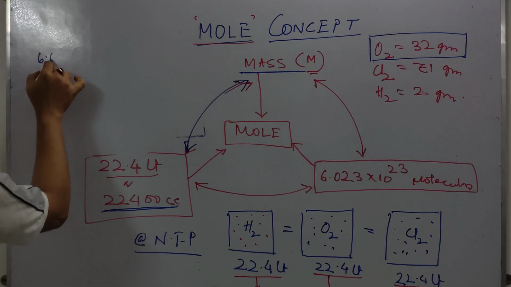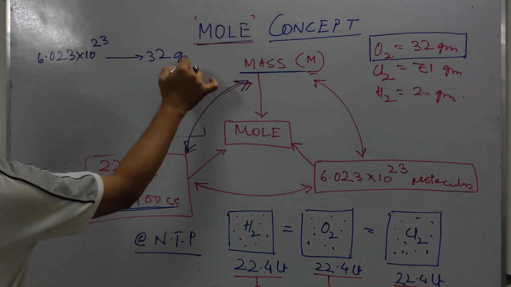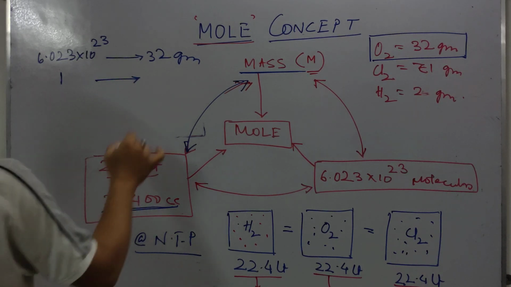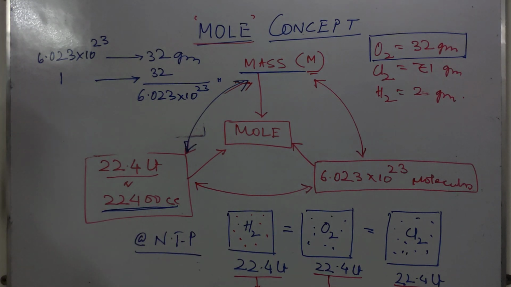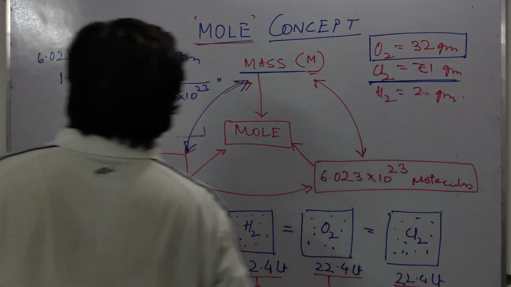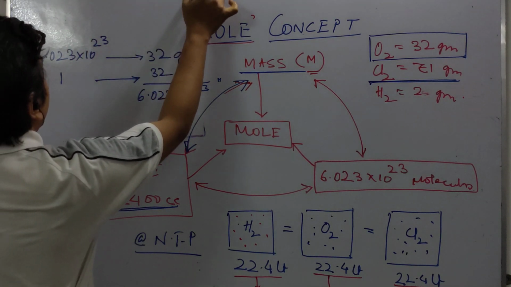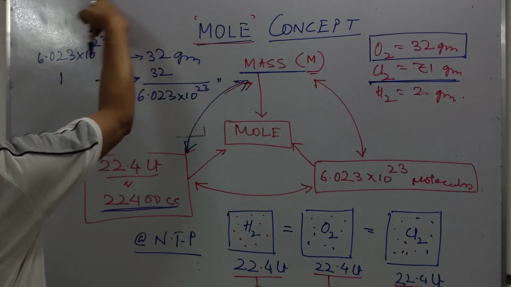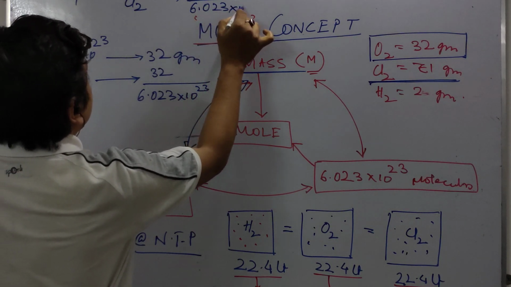Therefore I can write that a total of 6.023 10 to the power 23 oxygen particles have a weight of 32 gram. Therefore only one particle of oxygen will have a weight of 32 by 6.023 10 to the power 23 gram. Now suppose I am not interested in oxygen, I am interested in chlorine, then what will happen? The same equation, the same relation, but the value of 32 will change to 71 because the weight of chlorine is 71. Now see, 6.023 10 to the power 23 chlorine molecules will have weight 71 gram because this is 1 mole, this is 1 mole. 1 chlorine molecule will have weight 71 by Avogadro number 6.023 10 to the power 23.